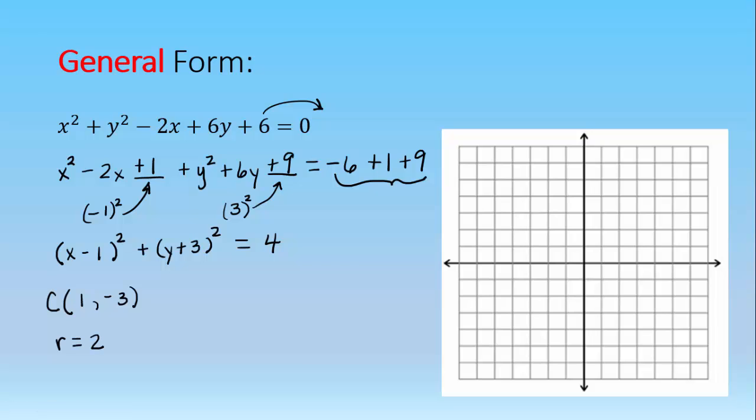All right, let's graph it. There's 1 on the x-axis and -3 on the y. There's our center, and the radius is 2 this time. So we're going to go up, down, left, and right 2. And just sketch in your circle. And it looks something like that.